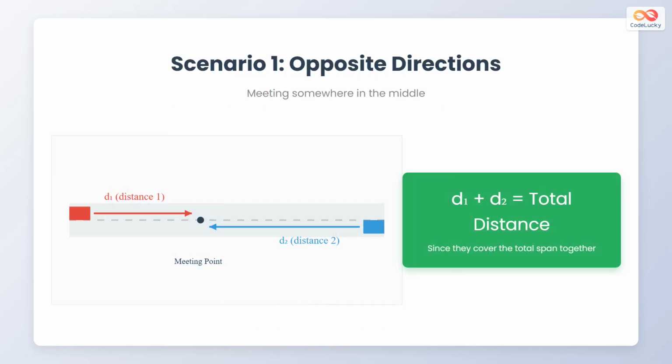Let's look at the first common scenario, opposite directions. This usually involves two objects starting from different locations and moving towards each other until they meet. In this case, the sum of their individual distances equals the total distance between the starting points. So, d1 plus d2 equals the total distance.